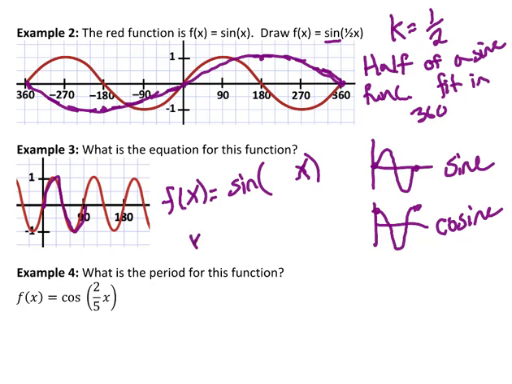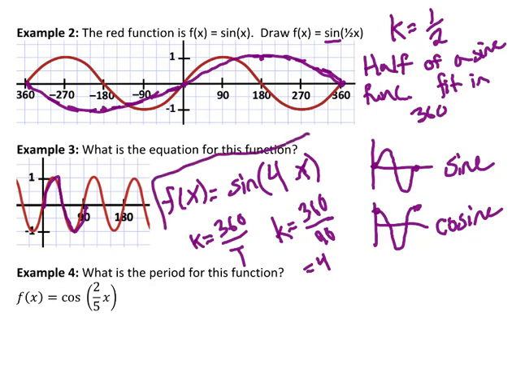So my formula is that k is equal to 360 divided by the period. And for us here, it looks like the period, so the time for one full cycle, is 90 here. So the period must be 90. So I'm doing 360 divided by 90, and that is 4. So I get to put in k is equal to 4 here. So that would be my equation for this function here.